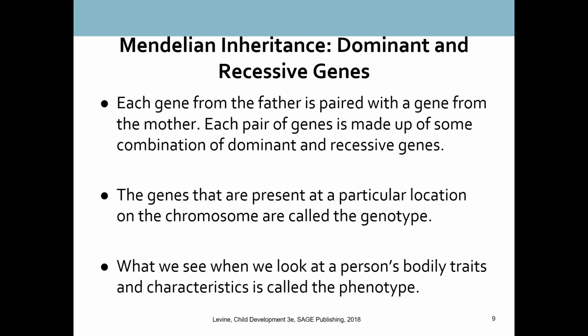What we see when we look at a person's bodily traits and characteristics is called the phenotype. So the phenotype is the observable characteristic. Like if you walked up to me, you could look and say, hey, Kevin, you got blue eyes. That's my phenotype for eye color. Okay. My genotype is what pair of genes makes up my blue eye color. So phenotype is observable. The genotype is the actual genes.